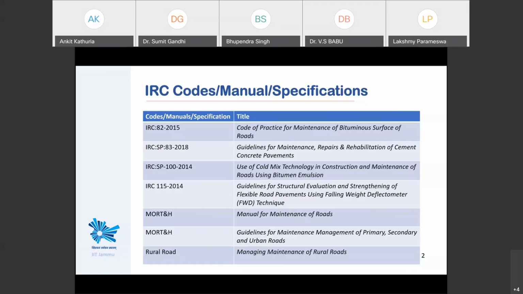Since maintenance and rehabilitation itself is a full semester topic to be taught to grad or undergrad students, but the time for this talk is very limited, I just thought I have to limit myself somewhere, and while reading it was all huge, so I just limited myself to IRC 82, which talks about code of practice for maintenance of bituminous surface. So throughout the presentation, we'll be looking at the IRC 82 in detail.